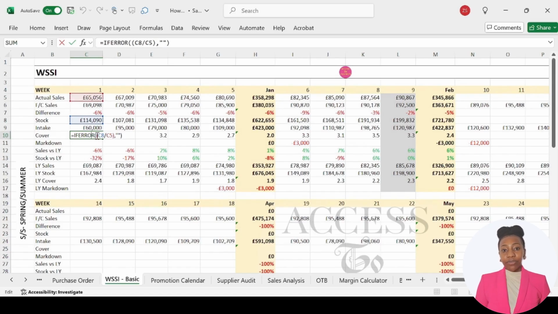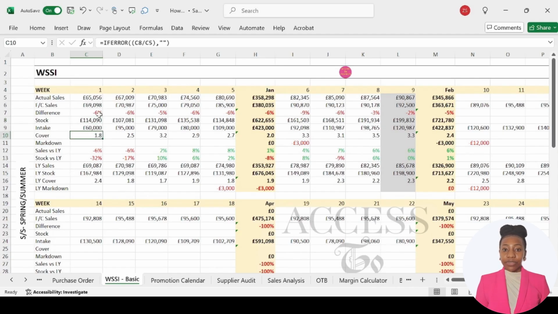Right, so yeah, your cover is basically your stock divided by your actual sales. That gives you your cover for the week. And what that means is it tells you how much the stock is going to last us. How many weeks is this stock going to last? Because it's one thing saying the number of the stock, like for example, 114k worth of stock here, but that doesn't tell us how long is that 114k worth of stock going to last. Is it a lot or is it a little?